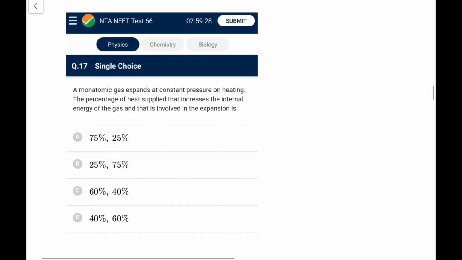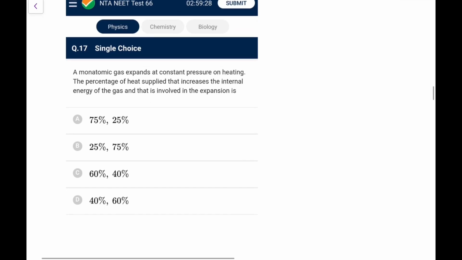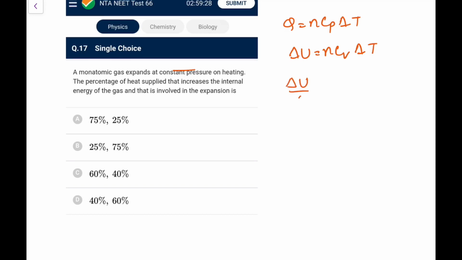Now the next one. A monoatomic gas expands at constant pressure on heating. The percentage of heat supplied that increases the internal energy. So what we can say, at constant pressure, Q is nCP delta T and delta U is equal to nCV delta T. So the percentage of heat supplied that goes to internal energy of the gas would be delta U by Q. You can write it as CV by CP, which is 1 by gamma. For a monoatomic gas, gamma is 5 by 3, so it comes out as 3 by 5, or you can say 60%. So 60% goes in increasing internal energy and the remaining 40% will be utilized in doing work. So go for option C.